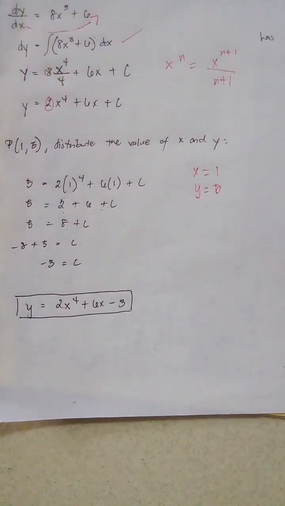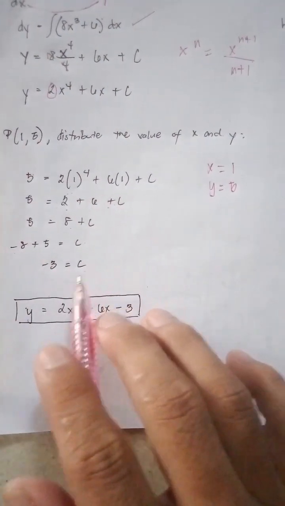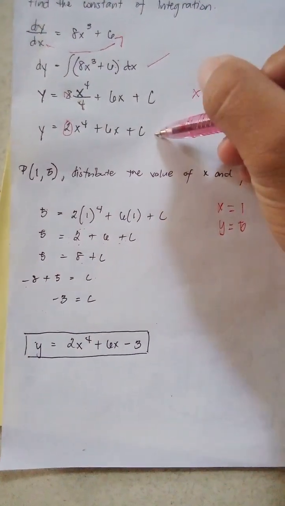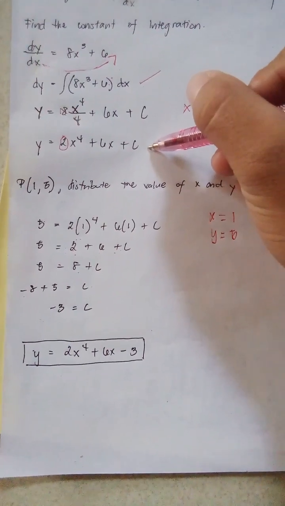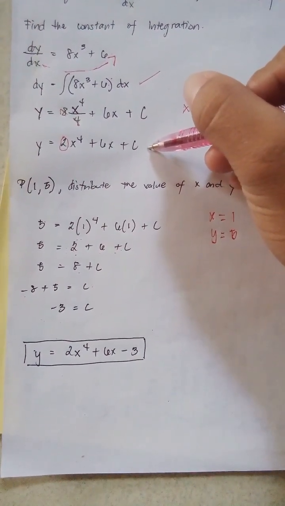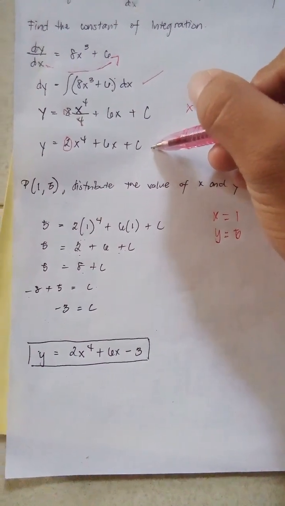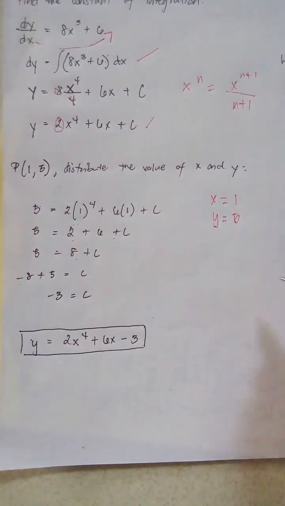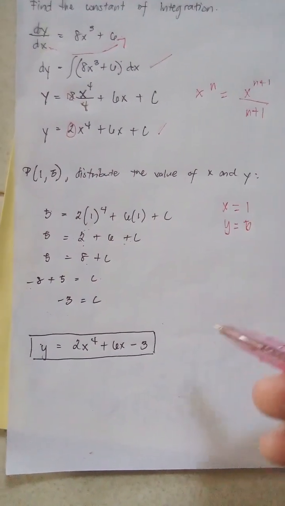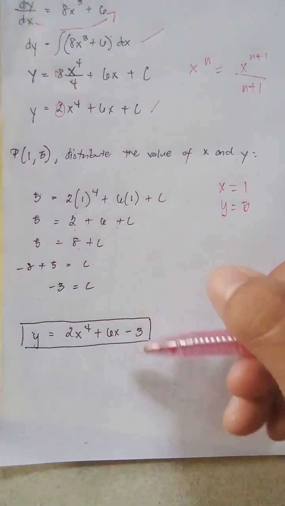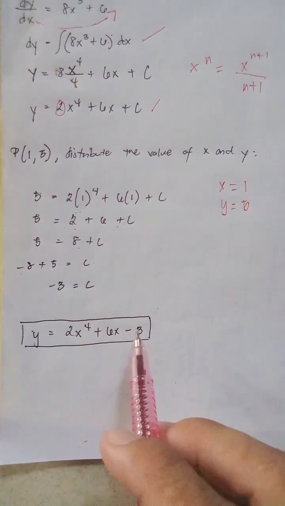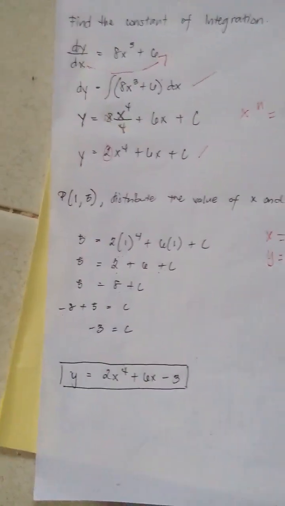We will now substitute the value of c into this equation. y equals 2x raised to 4 plus 6x plus c. And now we put the value of c, which is y equals 2x raised to 4 plus 6x minus 3. Now let's move on to the next example.